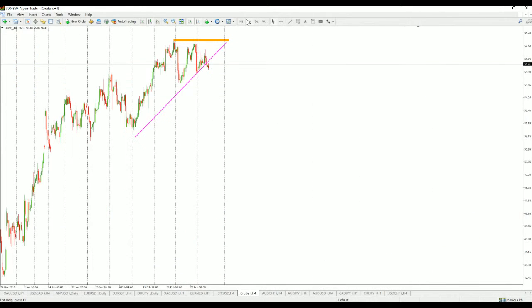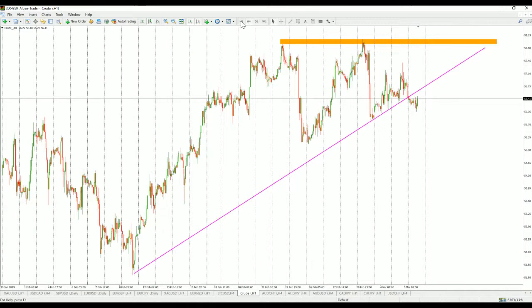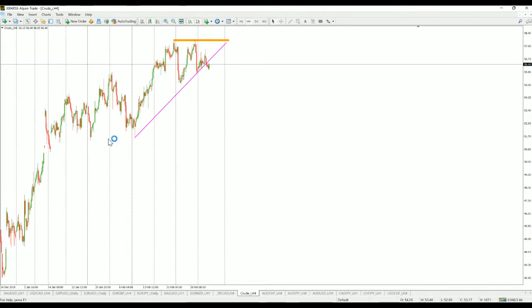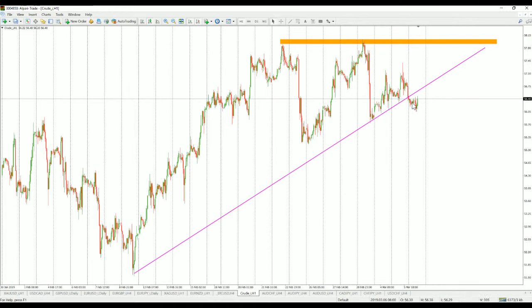Crude oil breaks the support, and the importance of this support is a bit questionable because, well, it's very steep. So I don't think it can be crucial here.